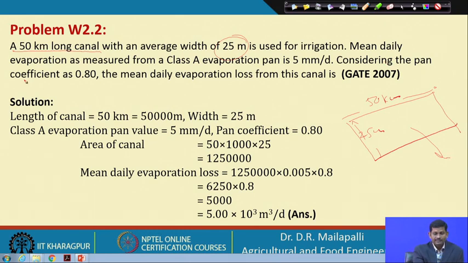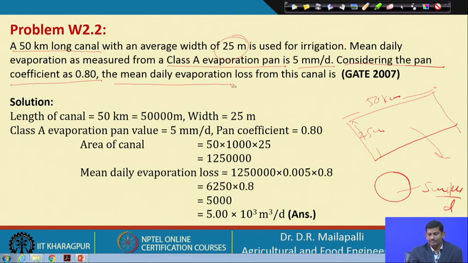So, the mean daily evaporation as measured from a class A pan evaporation pan is 5 mm per day. Let us say there is a pan installed nearby that gives 5 mm per day, that is the evaporation every day. Considering the pan coefficient 0.8, what is the mean daily evaporation loss from the canal? As I said, the pan is installed adjacent to this canal.